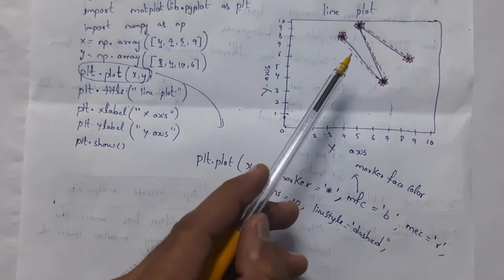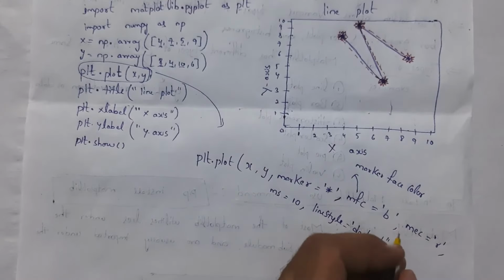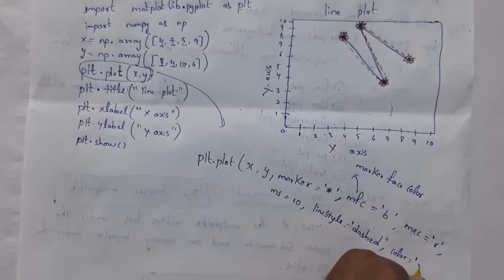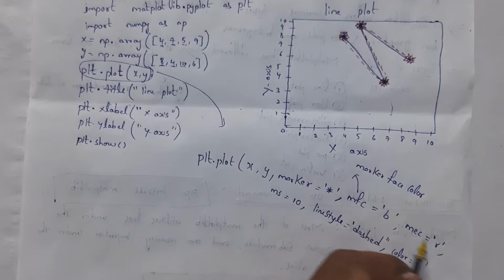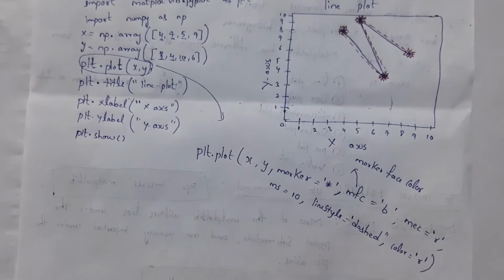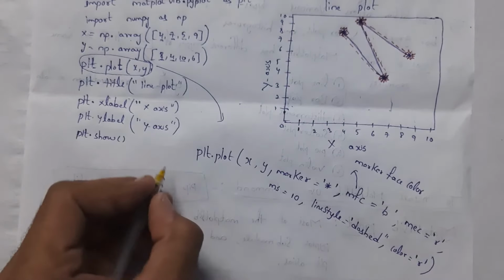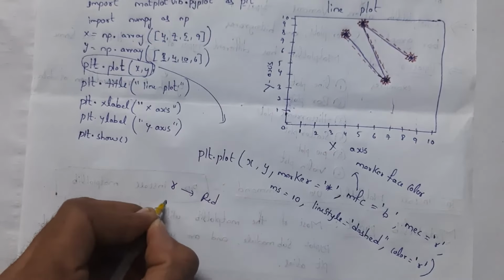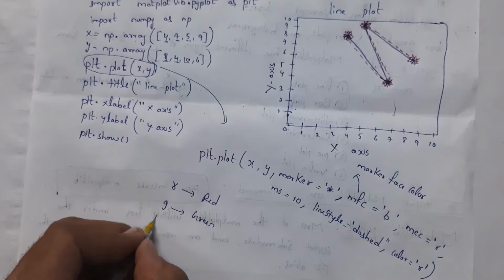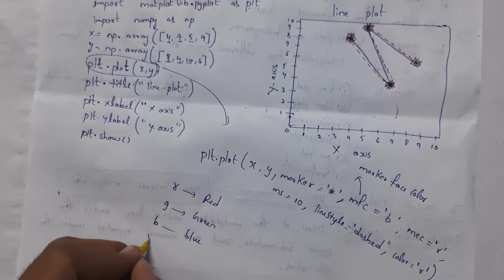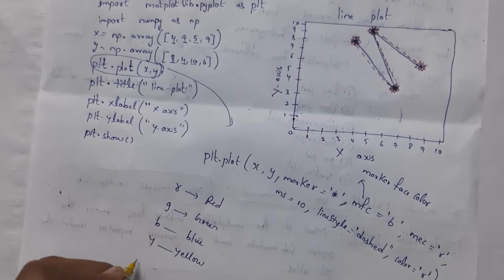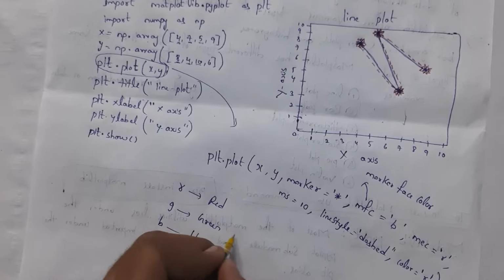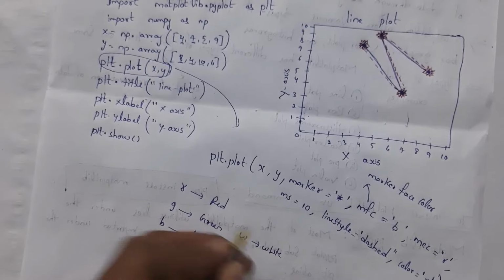This dashed line color must be red. So write here color equal to r in quotations. Guys, you can take small alphabets and close this bracket. You can use various colors where small r stands for red color and small g stands for green color and b stands for blue color and y stands for yellow color and k stands for black color and w stands for white color.